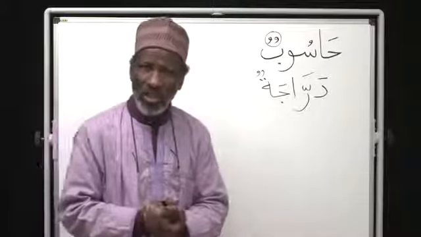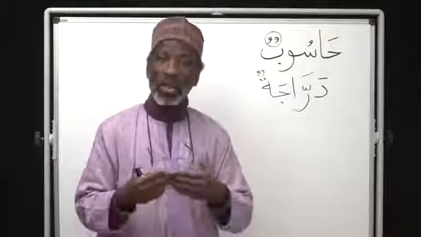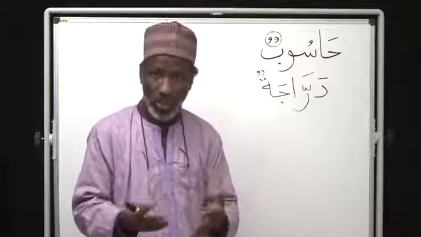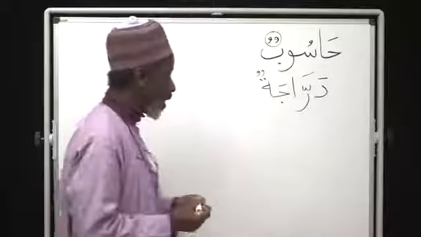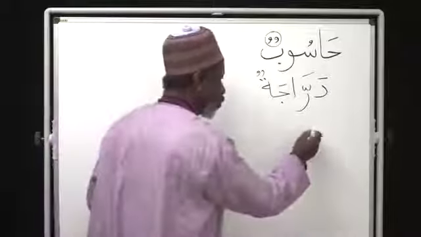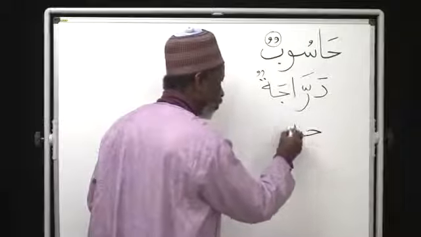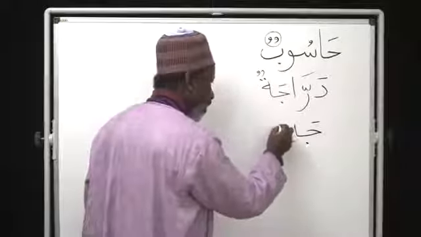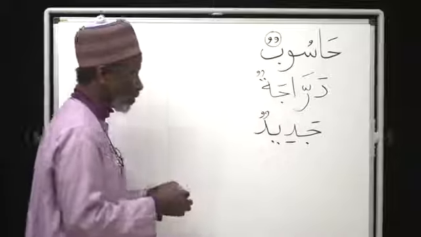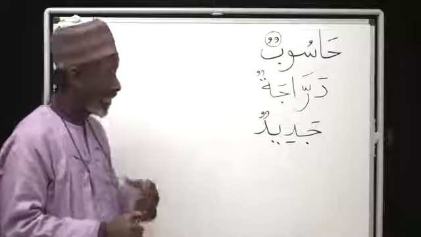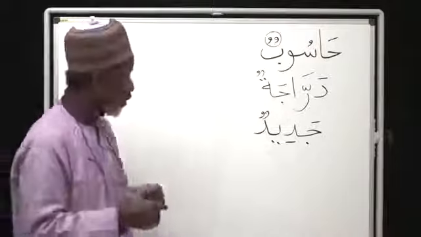Let me give you an adjective word. What's an adjective? Adjectives are description words, a word that describes something. That's an adjective in English. So let's give you jadidun. Jadidun. Because come on, I need to practice your reading with you.